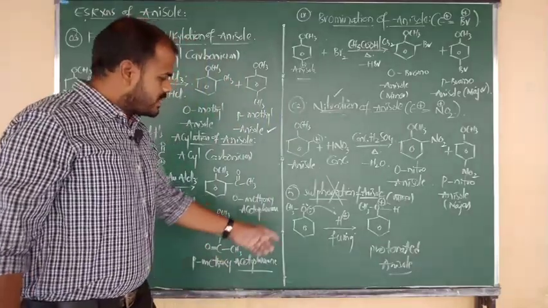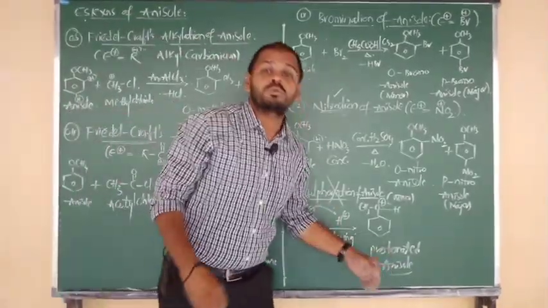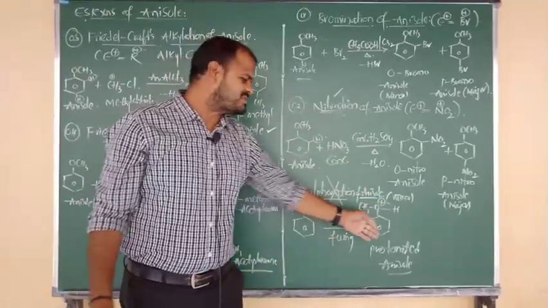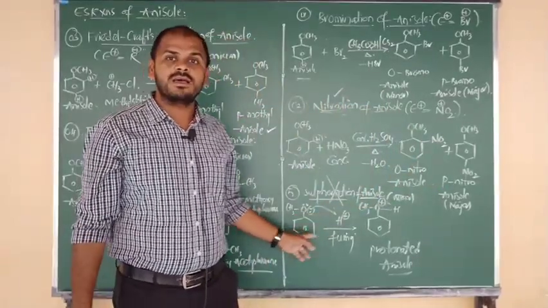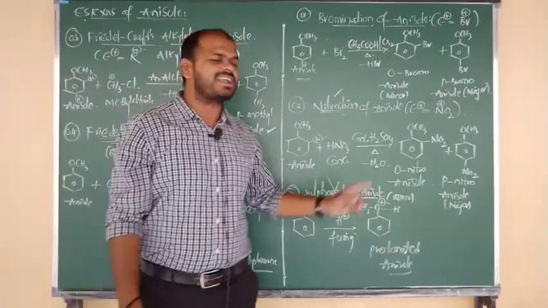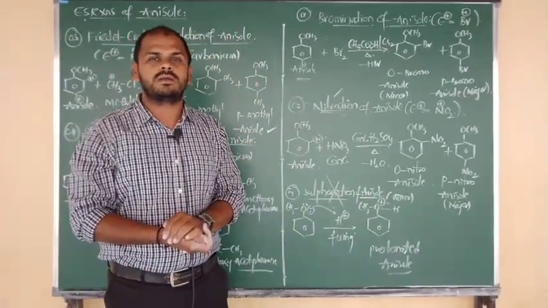Protonated anisole. So anisole on reaction with fuming sulfuric acid changes into protonated anisole. Instead of the sulfonation product, it forms an oxonium salt. That's why we have to say that anisole does not undergo sulfonation. Once again, why does anisole not undergo sulfonation?